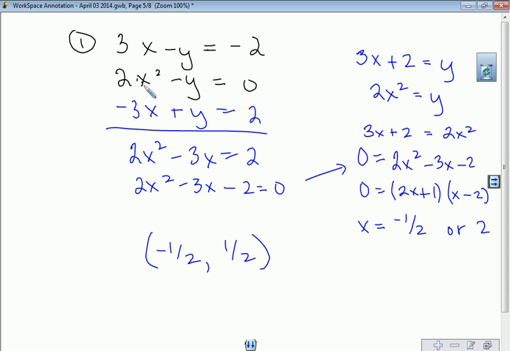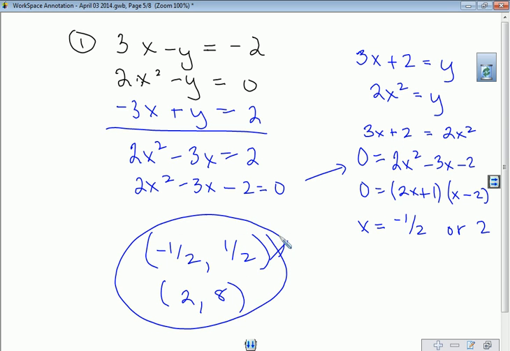Yeah, because if I plug in negative 1/2 and square it, I get positive 1/4. Positive 1/4 times 2 is 1/2. So 1/2 minus 1/2 is 0. So it works for both equations. Now the second one, if I plug it in here, I get 6 plus 2 is 8. If I plug it in here, 2 squared is 4 times 2 is 8. Get the same answer, don't I? All right, so these are my solutions, aren't they?